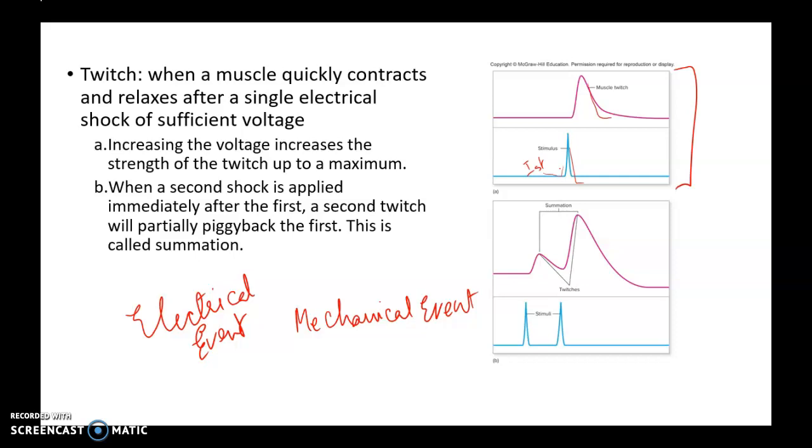Now, what if you apply a second stimulus or a second shock immediately after the first, and you don't let the muscle relax? What happens then? Well, then you have summation. So in case of summation, what do you see here? We see at the very bottom, can you follow the blue lines? We see that there are two stimuli in very close succession, immediately one after the other. Therefore, you have the first twitch, and the muscle is not relaxing completely.